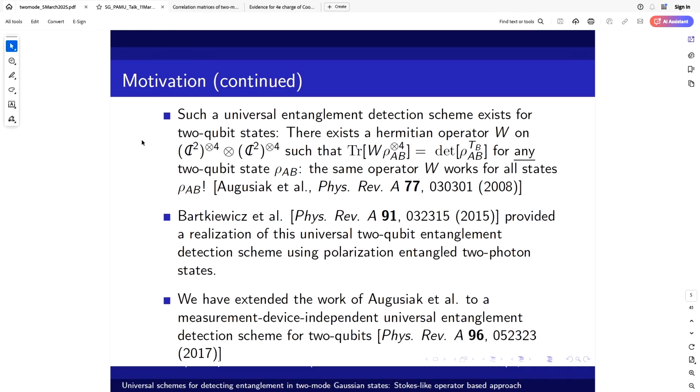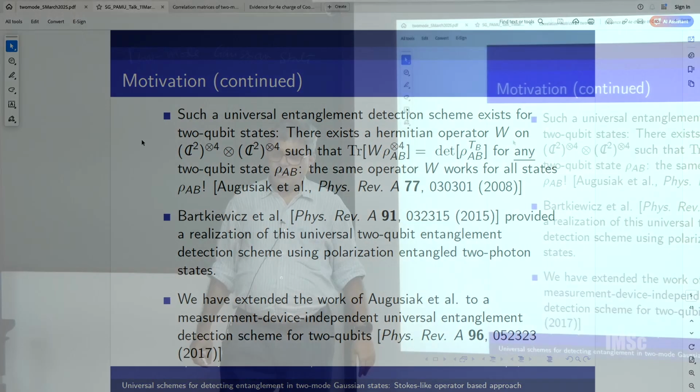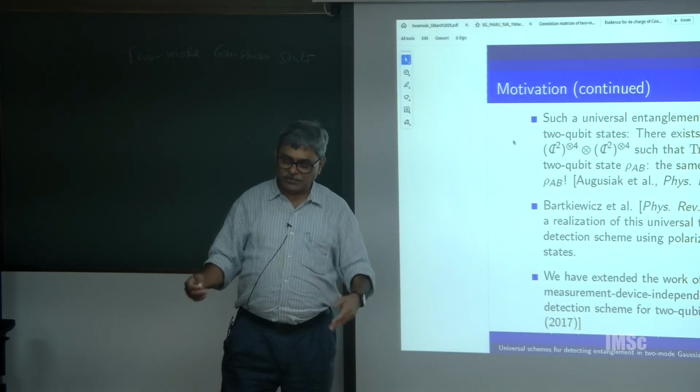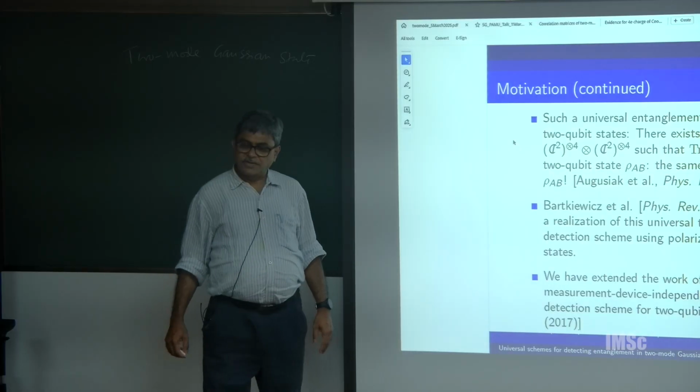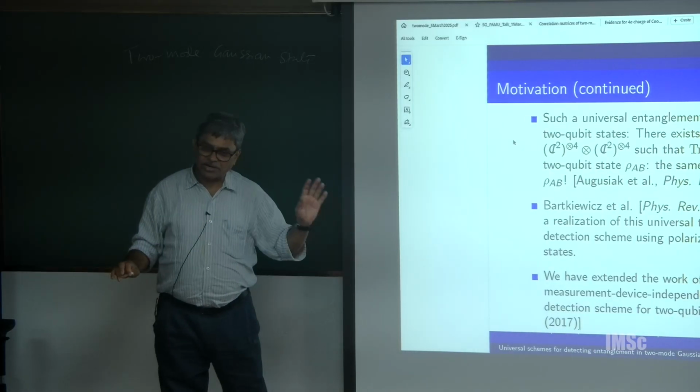So, this is universal entanglement detection for 2 qubit states, and we have extended this scheme to a measurement device independent scheme, in the sense that even if there are detection errors or inefficiencies, this scheme will still work. This is the work where we have done this. There is no bound. Well, if it is 100% inefficient, of course it will not work, but even with 50%, 60%, 70% efficiency, it will work.